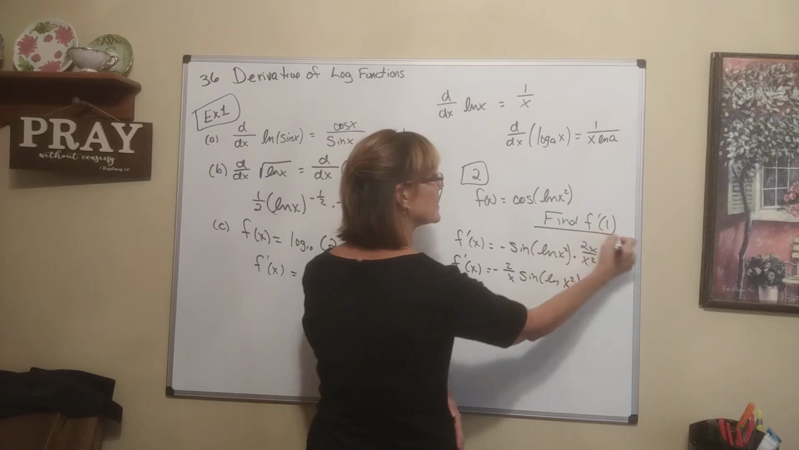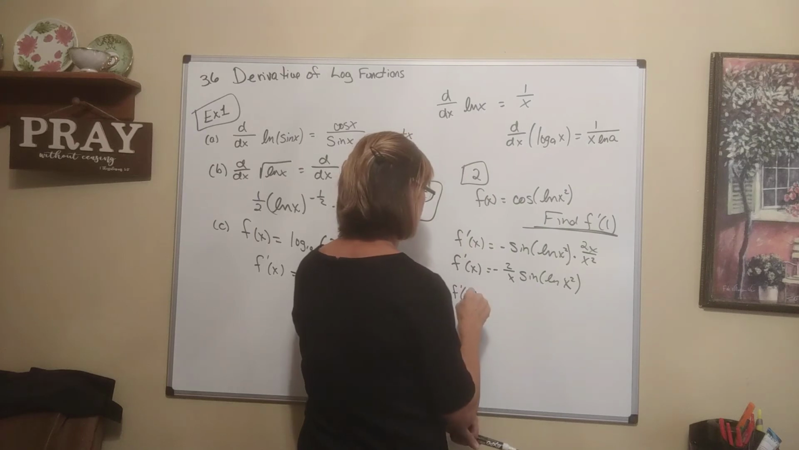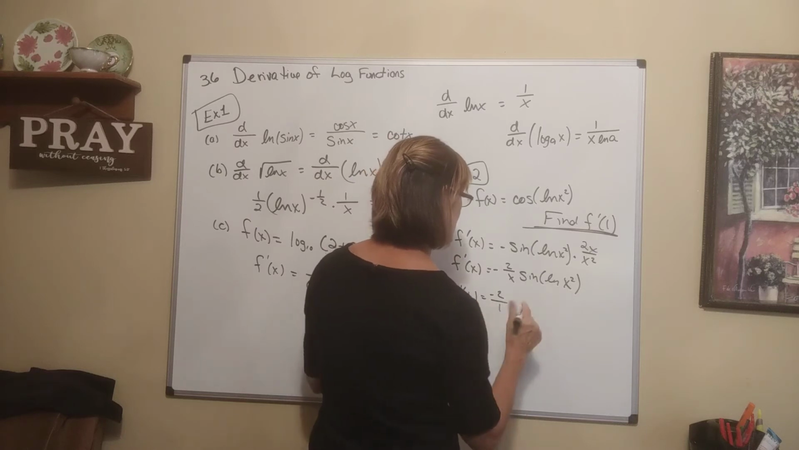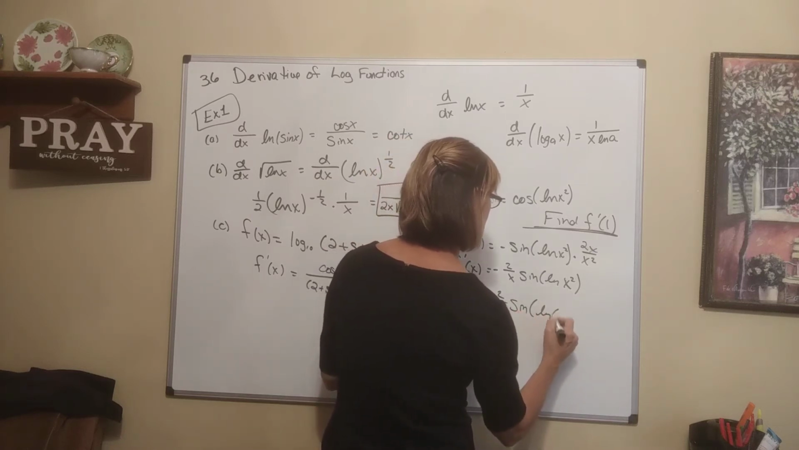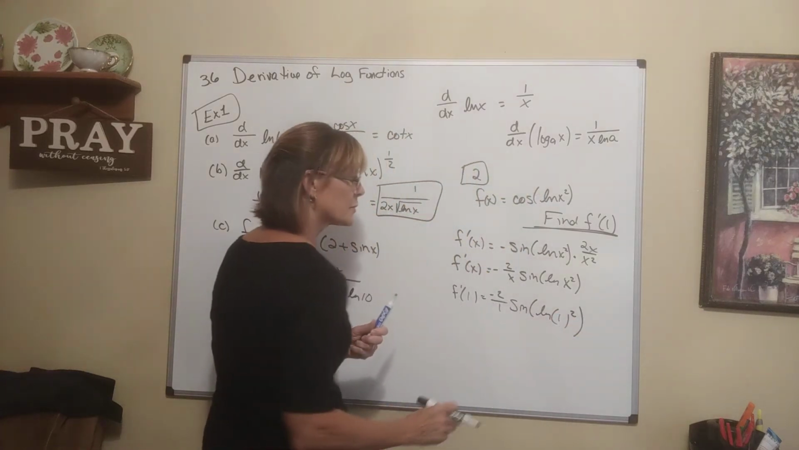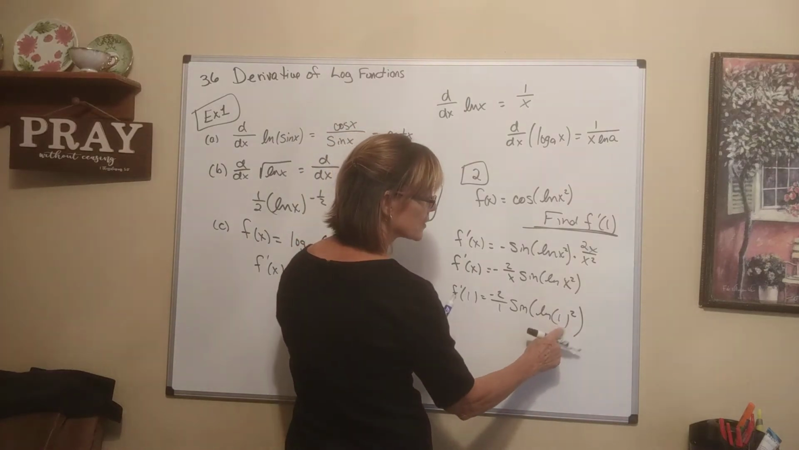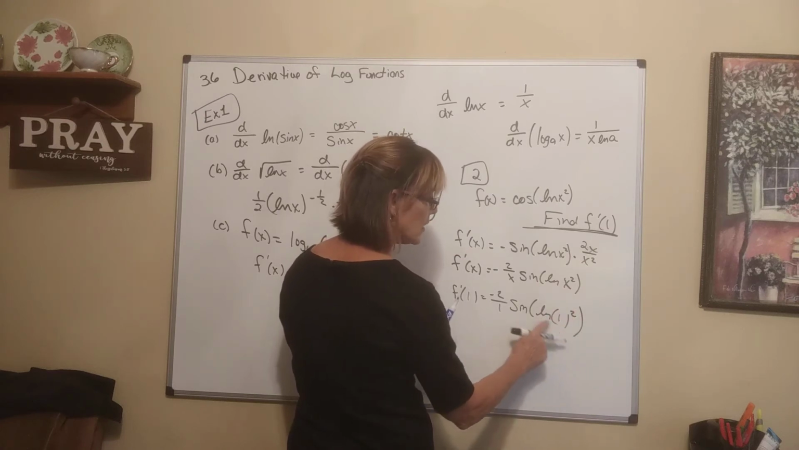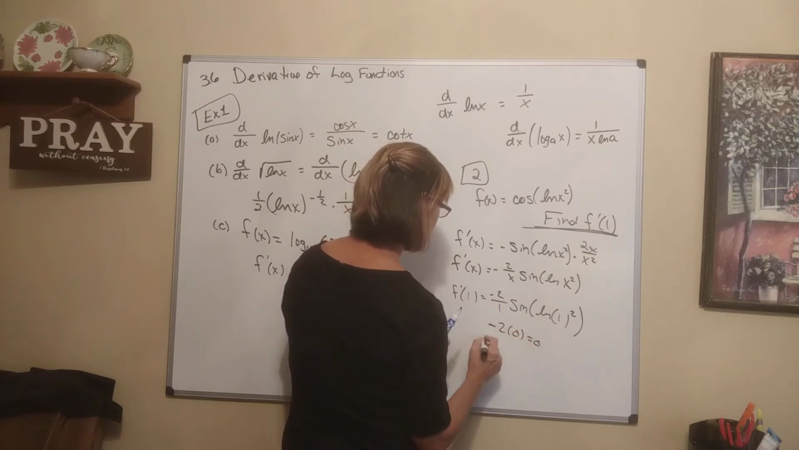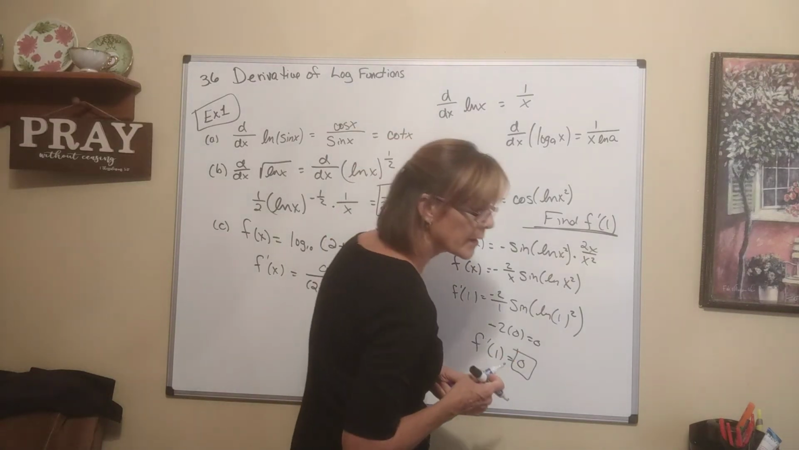Now, they want us to find f prime of 1. So we're going to plug in a 1 everywhere there's an x. This is going to be negative 2 over 1 times the sine of the natural log of 1 squared. We'll use order of operations. 1 squared is 1. The natural log of 1 is 0. The sine of 0 is 0. Negative 2 times 0 is 0. So we find that f prime of 1 is 0. That's how we can work that one out. Let me make sure I'm happy with that.